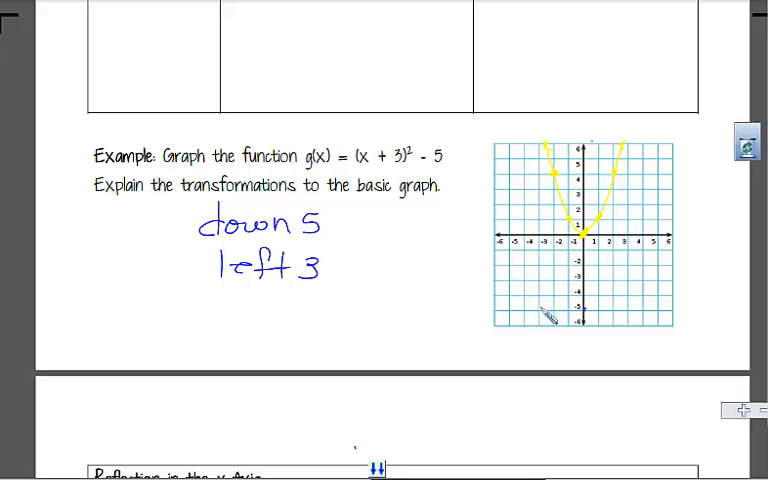Okay, so I'm going to go down 5 and left 3. 1, 2, 3. Okay, that was this point. Take this next point, down 5 and left 3. I don't think that was right. Down 5, 1, 2, 3, 4, 5, left 3. 1, 2, 3. Okay, down 5, left 3. I did not drink coffee today. Okay, there we go.